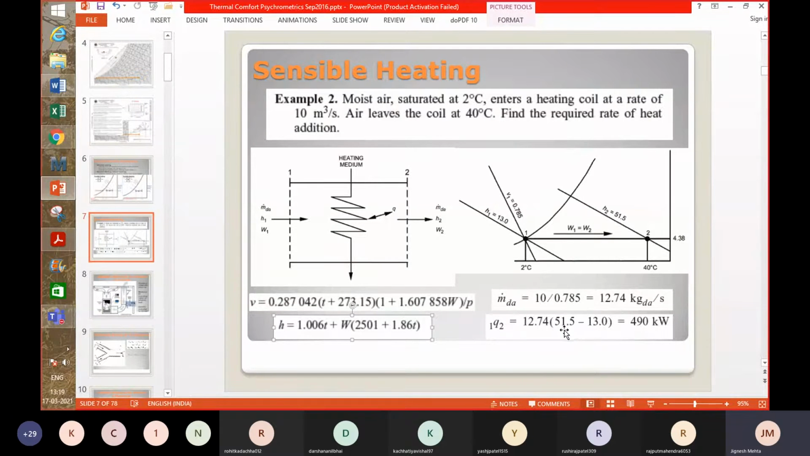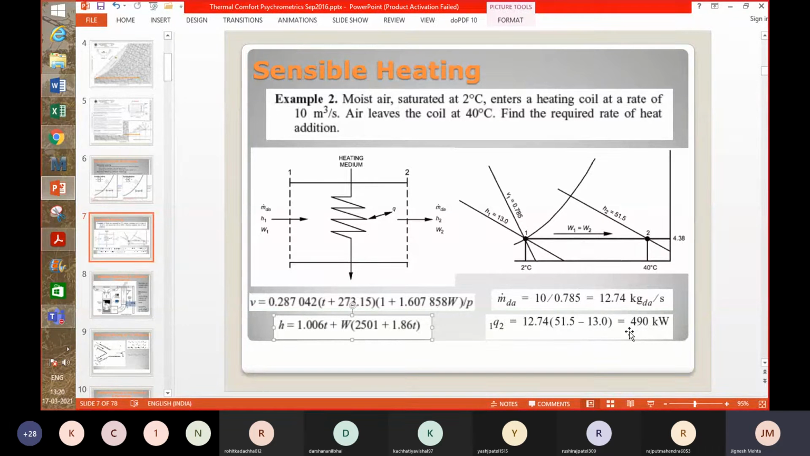So 51.5 minus 13, that's the delta H, the change of enthalpy, multiplied by the mass flow rate, gives you the required heating rate for achieving a temperature of 40 degrees Celsius when the volume flow rate is 10 meter cube per second. Right, so that comes out to be 490 kilowatt. Okay. So it's a very high value of heating rate. So this could be a centralized heating system which requires this much heating rate.